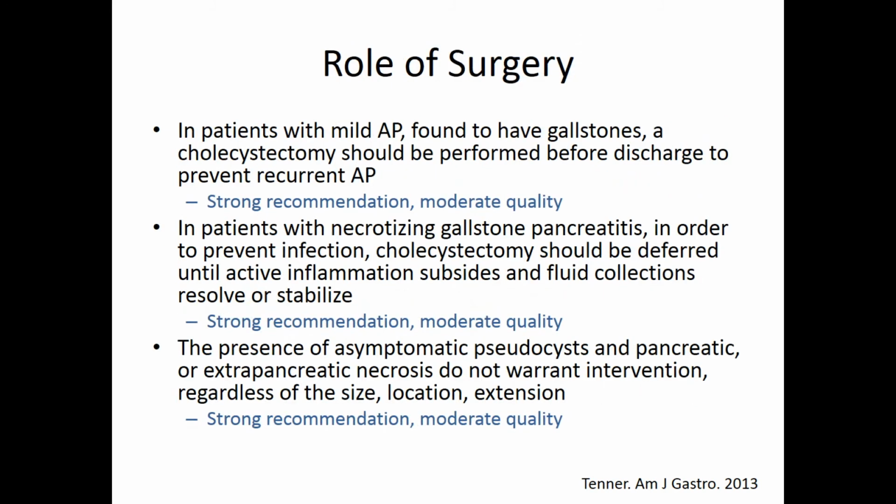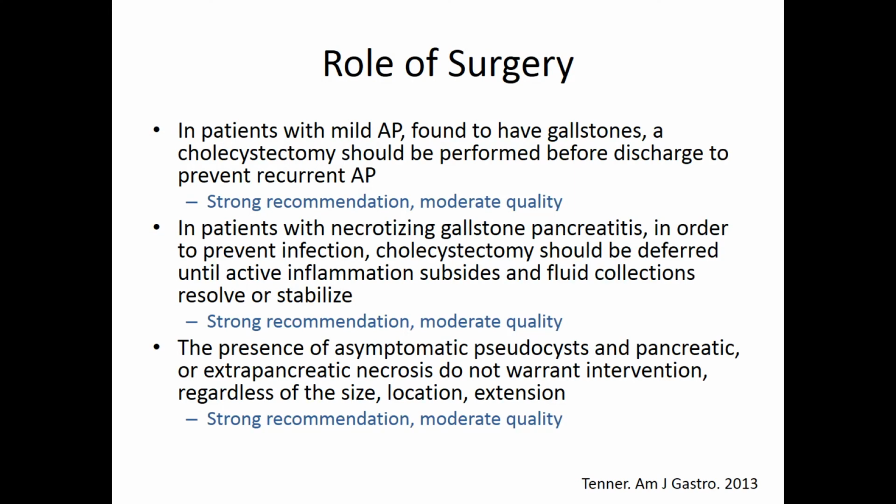Now, when do we consider surgery for patients with pancreatitis? So in patients with mild acute pancreatitis and gallstones, they should have a cholecystectomy, and the recommendation from the American College of Gastroenterology was to perform the cholecystectomy before discharge to prevent recurrent acute pancreatitis. Patients with necrotizing gallstone pancreatitis should also have a cholecystectomy, but this is usually deferred until the acute inflammation subsides and the fluid collection stabilizes or resolves. So this can be done later, once they've stabilized.